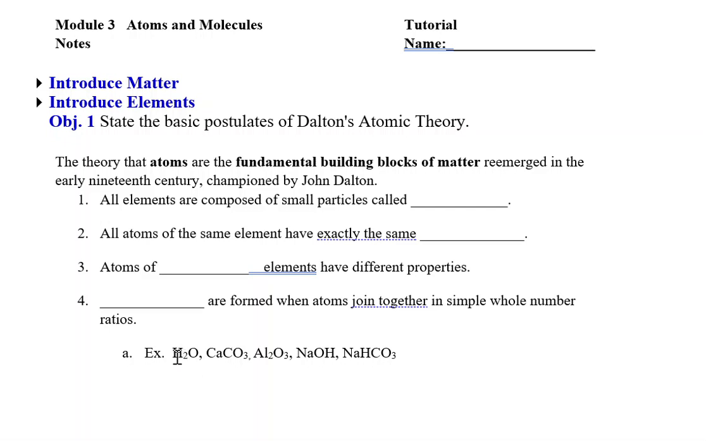They're individual atoms, and then 2 hydrogen atoms combine with 1 oxygen atom to form that water molecule. Here's another compound we call calcium carbonate. Calcium carbonate has 1 atom of carbon, 1 atom of calcium, and 3 atoms of oxygen. 1, 1, and 3, simple whole number ratios. And you can look at the others to get an idea of what we mean by that.